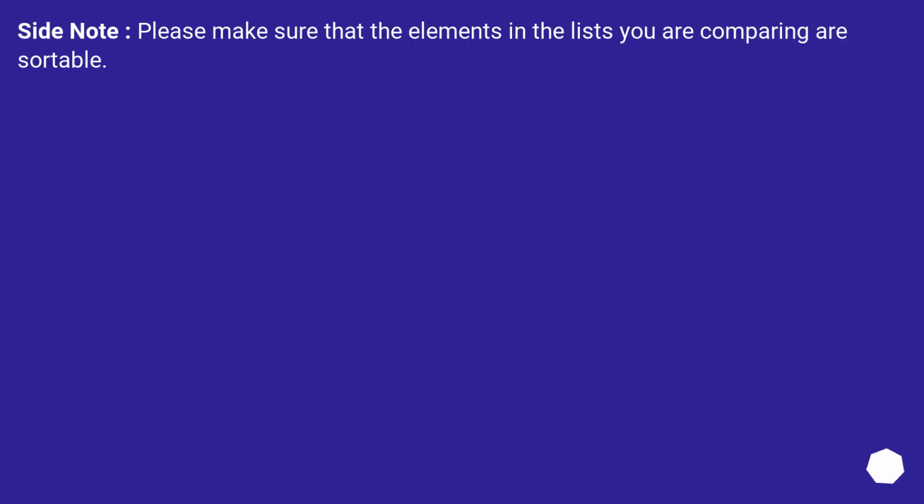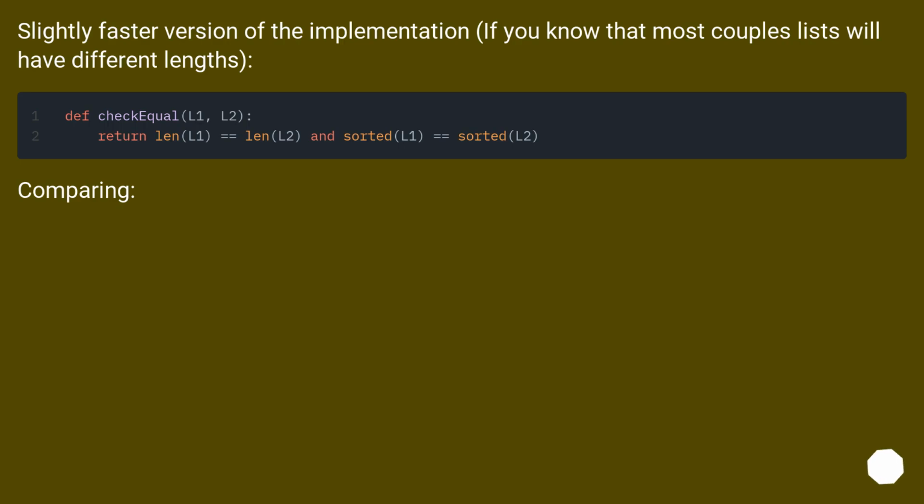Side note, please make sure that the elements in the lists you are comparing are sortable. Here is a slightly faster version of the implementation, if you know that most couples of lists will have different lengths. Comparing.